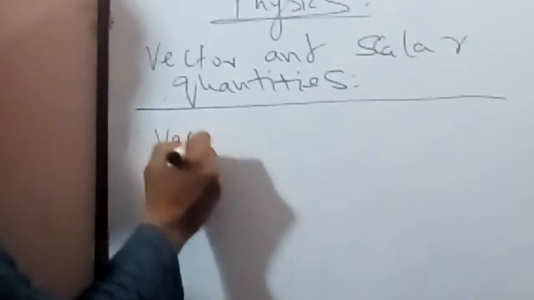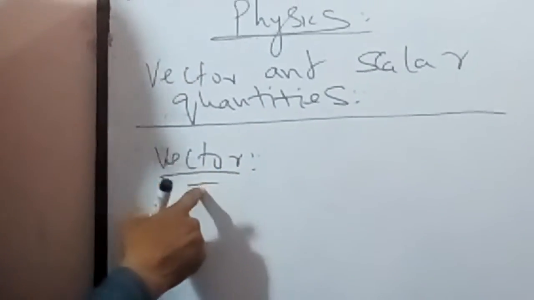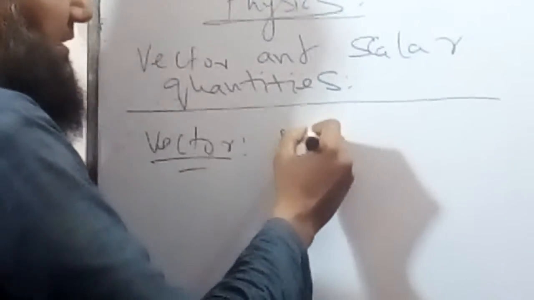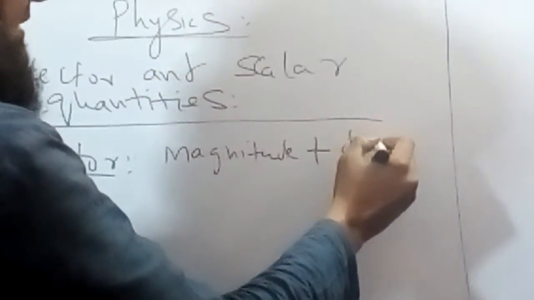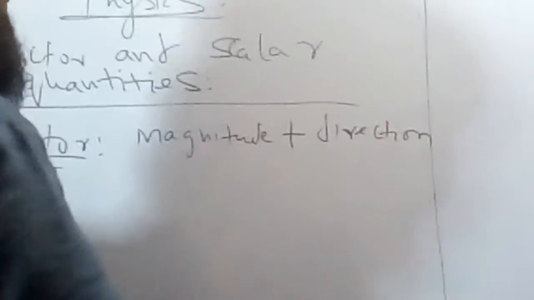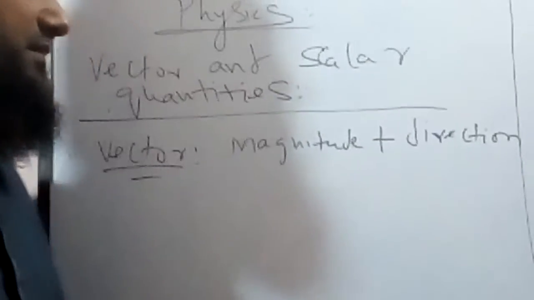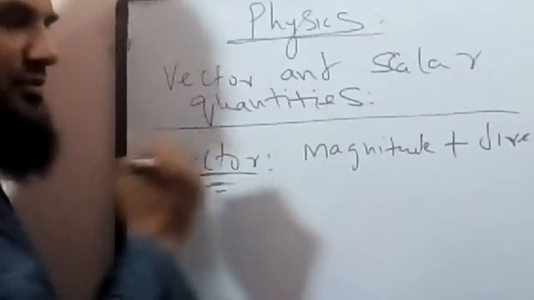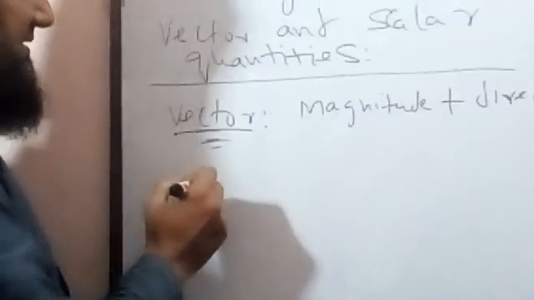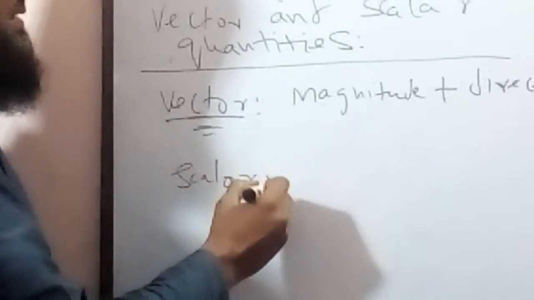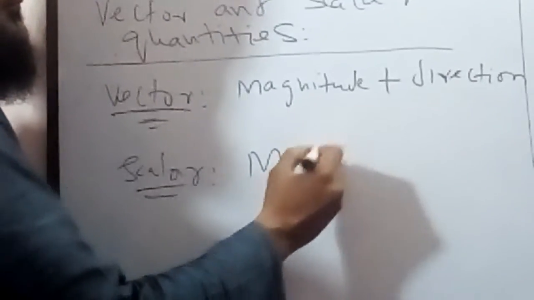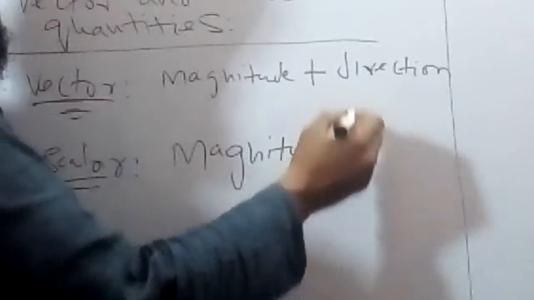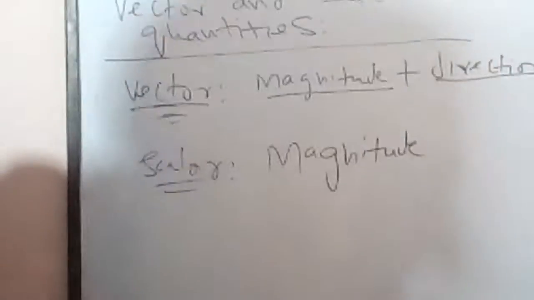Vector quantities are those quantities which are represented by magnitude and direction. When we represent any quantity by magnitude and direction, it is known as vector quantity. Secondly, scalar quantities. Scalar quantities are those quantities which are represented by only magnitude. Direction is not involved.